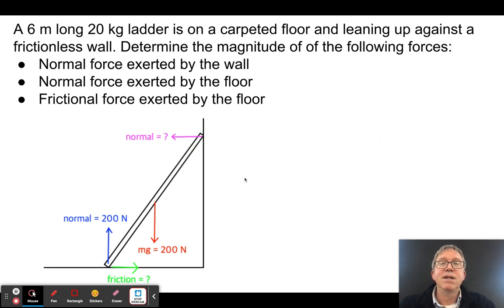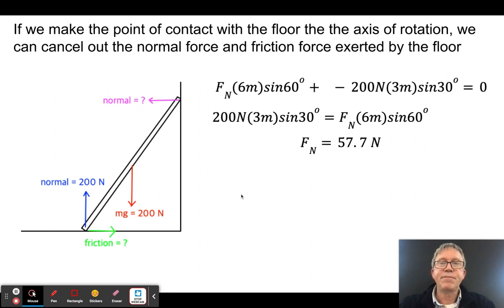So let's just see. Well, I already know what the normal force exerted by the floor is. It has to be 200 because there's no other upward force, and this 200 newton ladder is not accelerating. Okay. So let's just figure out what this normal force is.